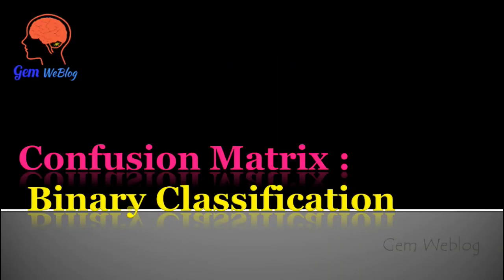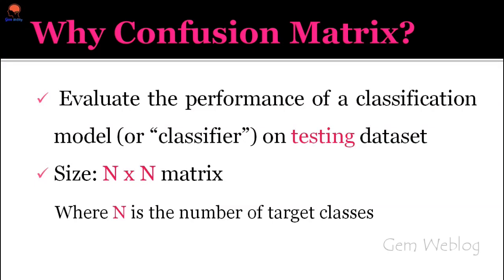Welcome to GenWebLog. In this video, we are going to discuss the confusion matrix for binary classification problems. Why are we going for a confusion matrix? It is used to evaluate the performance of a classification model or classifier on the testing dataset.